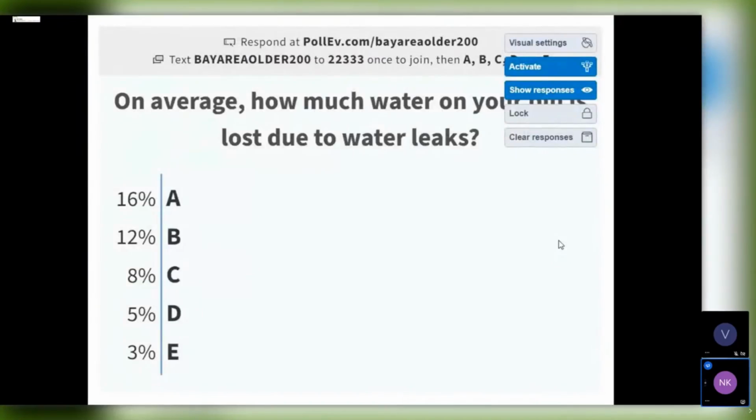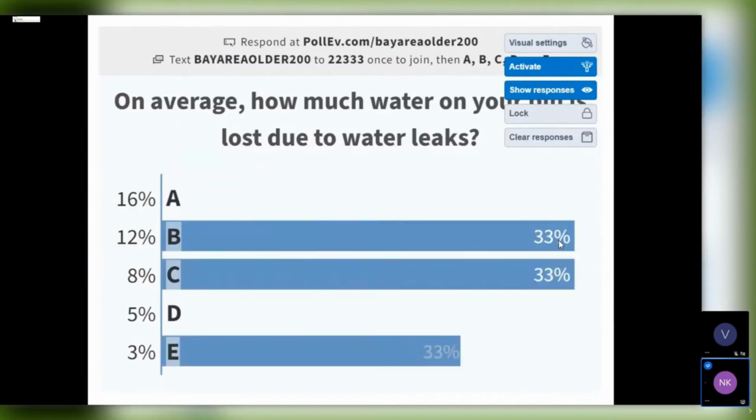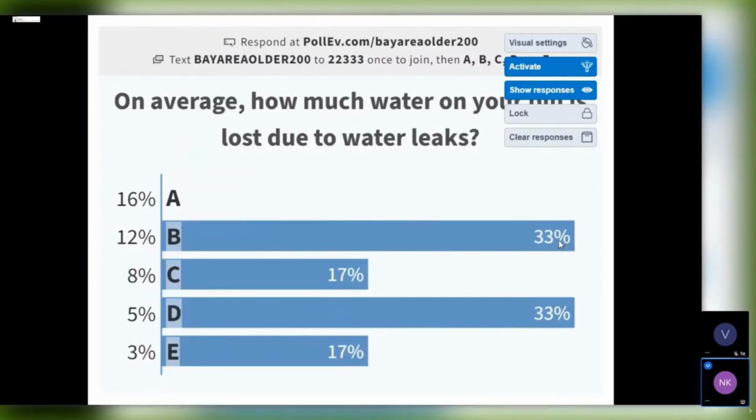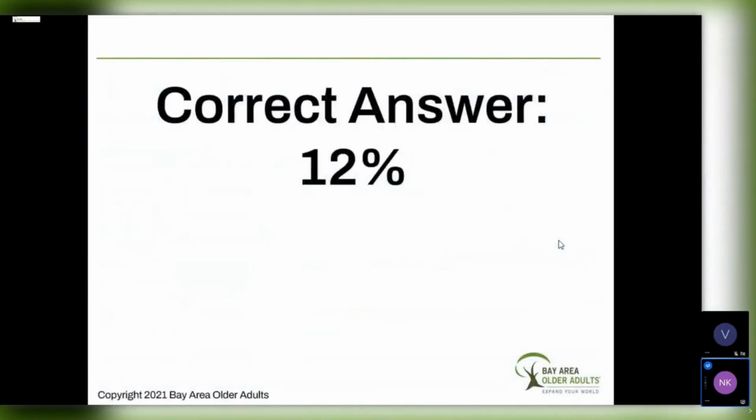For our first question, and to get an idea of how much you already know, on average, how much water on your bill is lost due to water leaks? The correct answer is 12%.